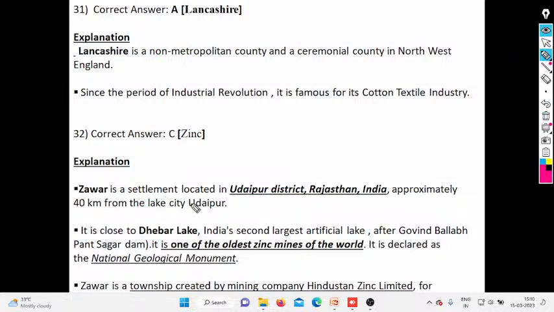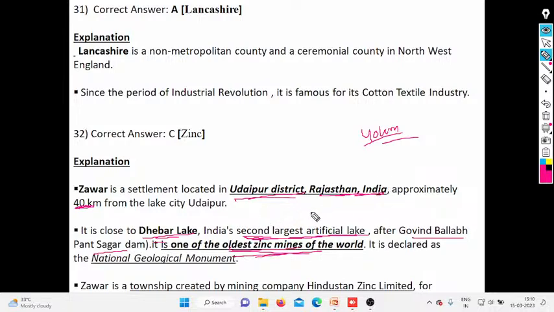Jawar is a settlement located in the Udaipur district of Rajasthan, India, approximately 40 km from the lake city Udaipur. It is close to the Devar Lake, India's second largest artificial lake after Gobind Vallabh Pansagar Dam. It is one of the oldest zinc mines of the world.